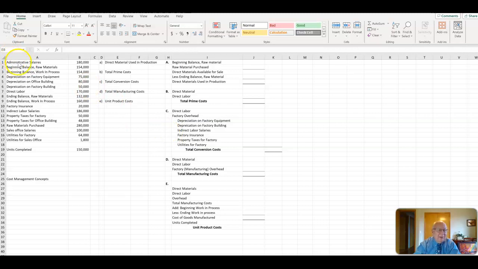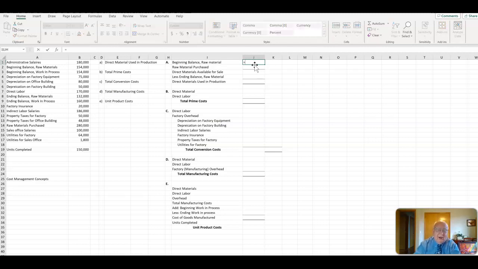Over here is my information that we have. Okay, all this over here is our information. We completed 150,000 units. And then here's our different various costs that we'll be looking at. So for the direct material costs, what we start with is beginning raw materials. Okay, this is a concept you've had in other classes. You start with beginning raw materials, you add raw materials purchased, and then subtract off the ending raw materials.